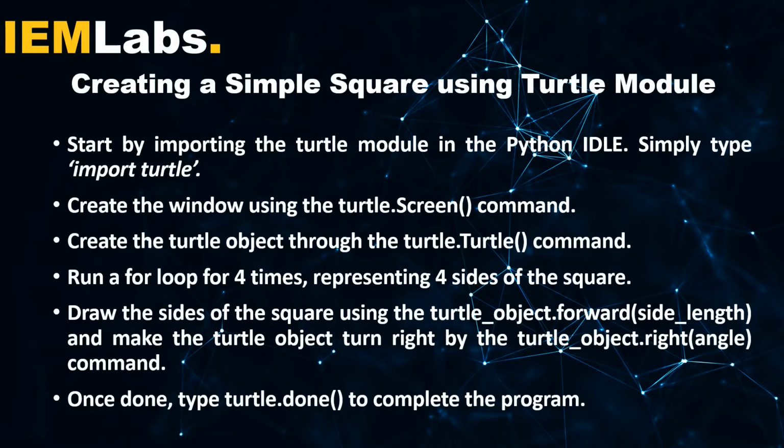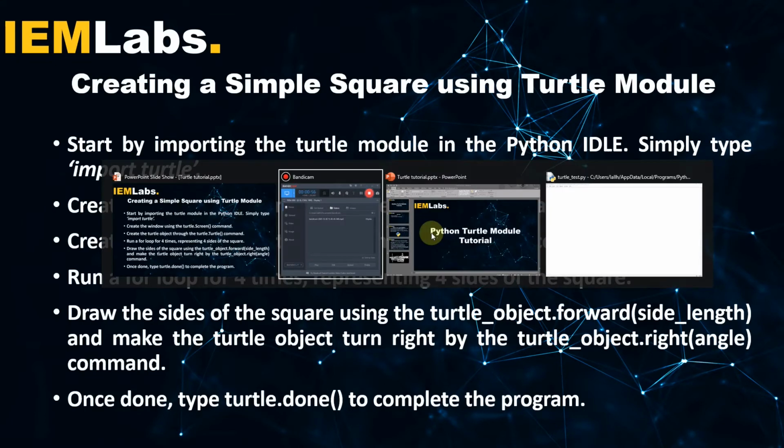Now, to create a simple square using the turtle module, first we need to open the Python IDLE. As you can see, I have opened this IDLE, and we need to import the turtle module, which can be done through the import turtle command. Now to create the window, we will write win equals turtle.Screen() and parenthesis, and we will see that a window will be created if we run this command.